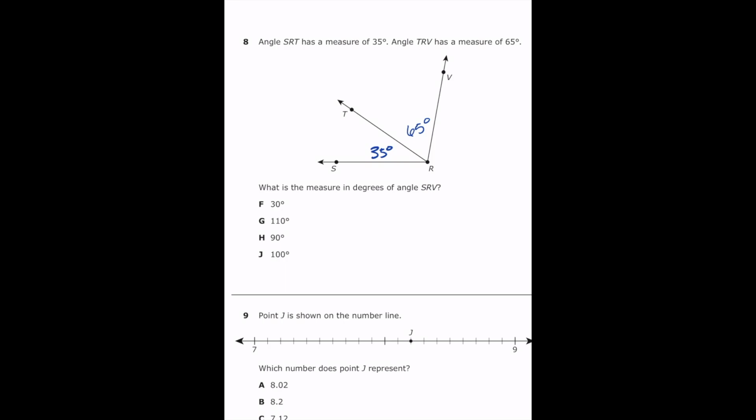So if we want to know the measure of SRV, which is just this big angle, we're just going to put these two numbers together and add them. So 65 plus 35, 5 plus 5 is 10, carry my 1, 3 plus 6 is 9, plus 1 is 10, so our answer should be 100 degrees, which is letter J.